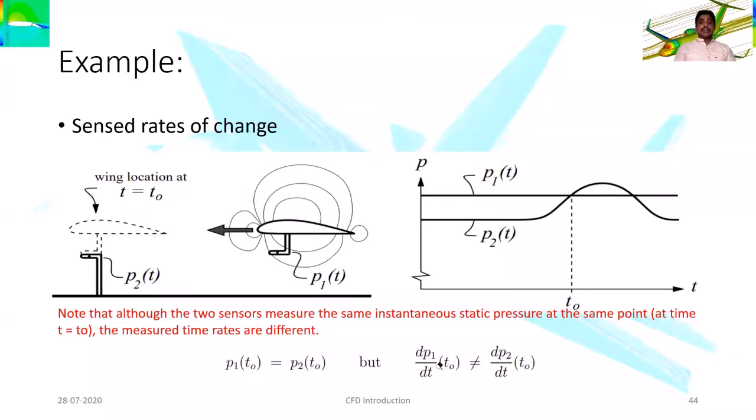So for P2 of t, if you have any questions related to this, please put them in the chat box and we'll discuss. When we are talking about P2 of t naught, whenever at the point it represents the same pressure, it is again varied. The pressure sensing is again varied in that case. So we are talking about the sensed rate of changes when the wing is moving, and how the pressure varies with respect to time here.